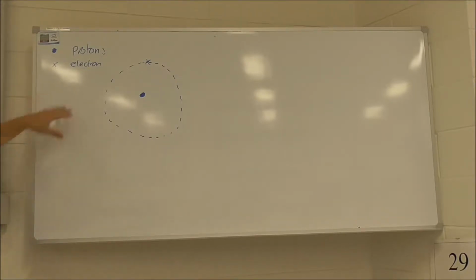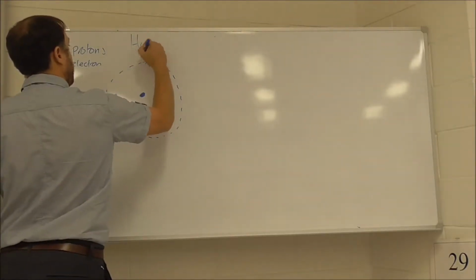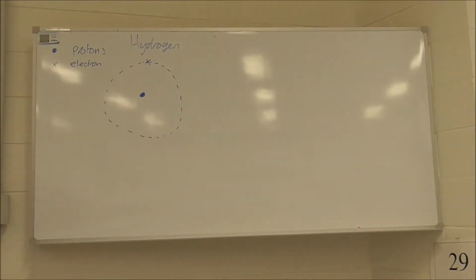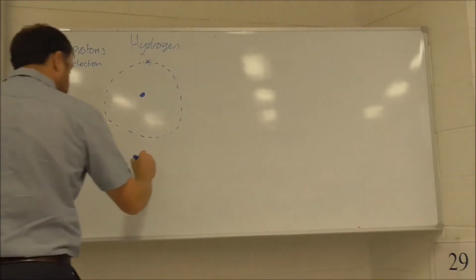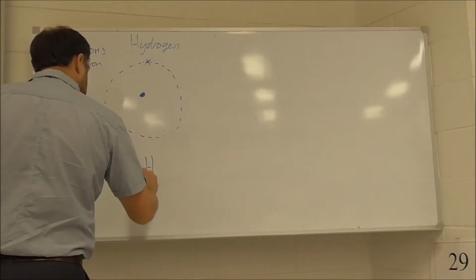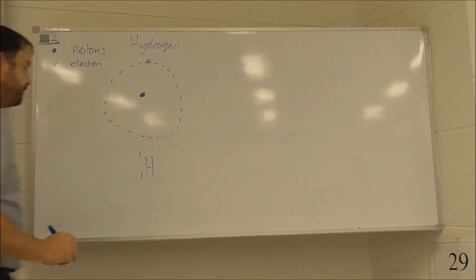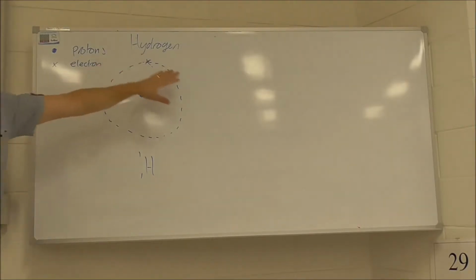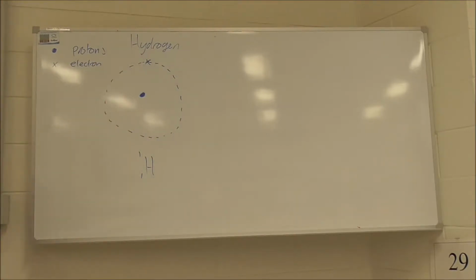So this is hydrogen. And we give it the symbol capital H, 1 and 1. Now, we'll figure out what these numbers mean before too long, but I just want to focus on the structure here, so the diagram, what it looks like.